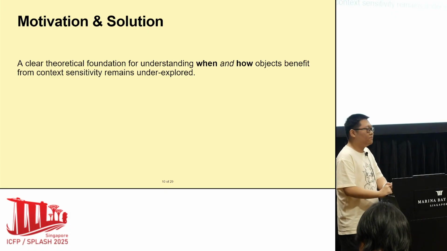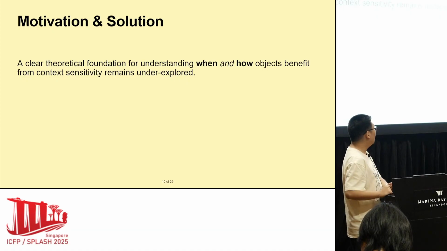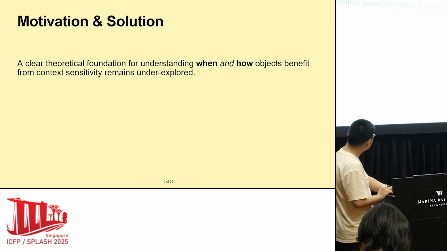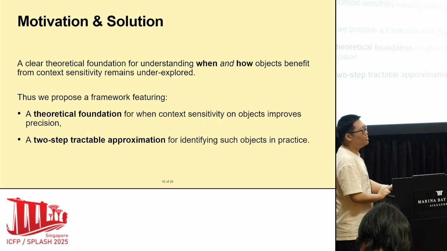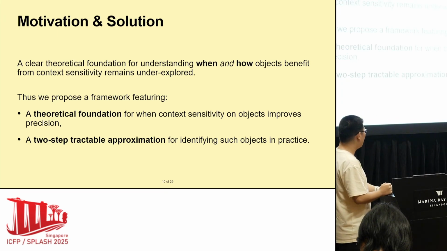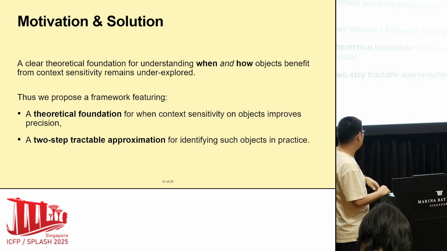So we believe a clear theoretical foundation for understanding when and how objects benefit from context sensitivity to improve precision remains underexplored. So we propose a framework featuring a theoretical foundation to explain when and how these objects can benefit from context sensitivity, and also a two-step approximation for practical use.